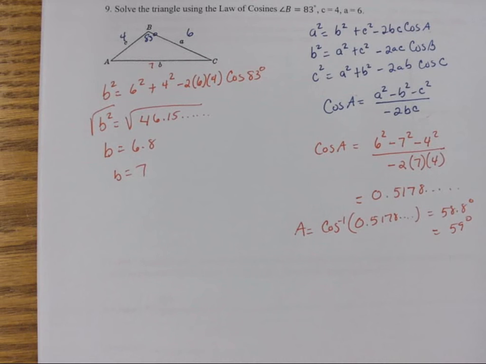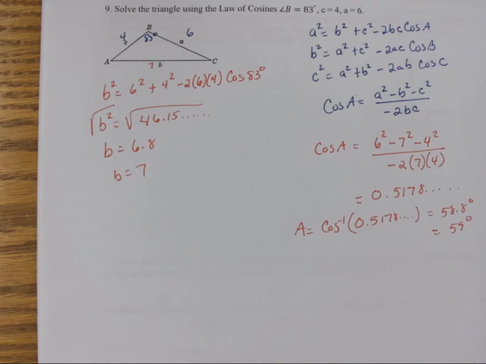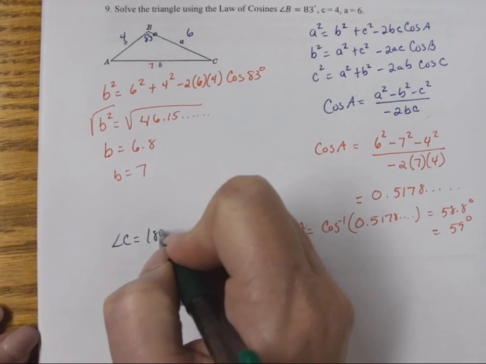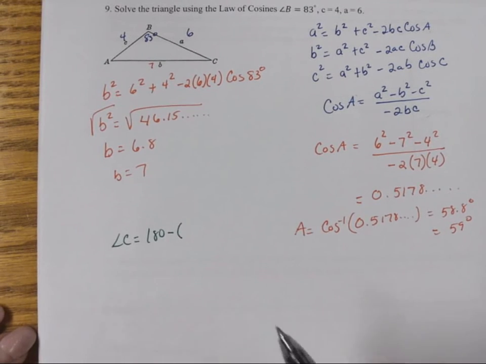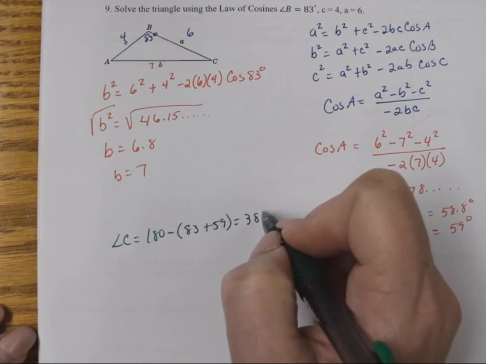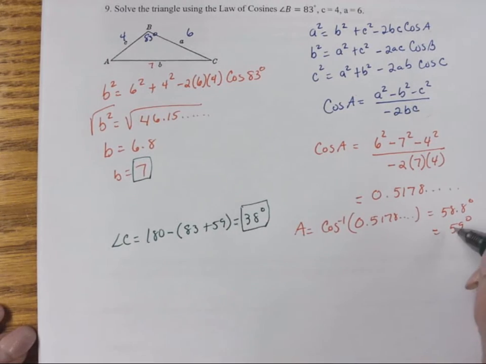Now, the last angle I have to find is angle C. I could do angle C this way, or I know that all of my angles add up to 180. So I can find angle C by taking 180 and subtracting the sum of my 83 degree angle and my 59 degree angle, and I end up with 38 degrees. So these are the values that I was able to solve for, and I solved my triangle using the law of cosines.